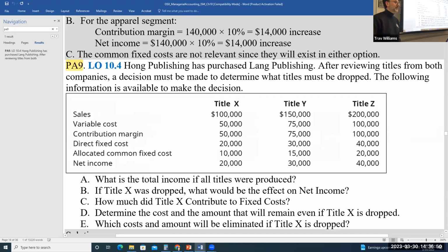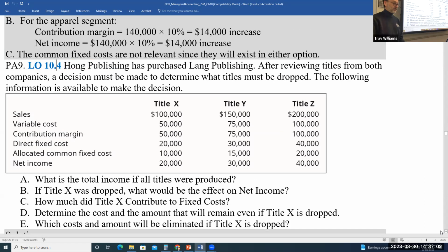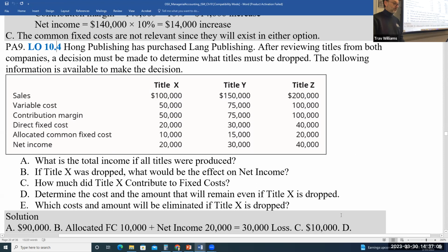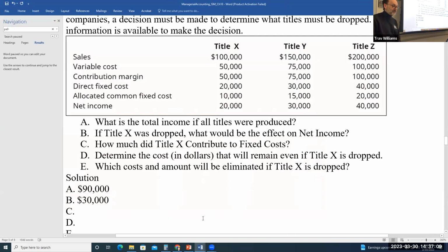Let's see if I can check that answer without giving away the next one. No, I can't, but anyways. Okay. Oh, I looked at the wrong one, actually.